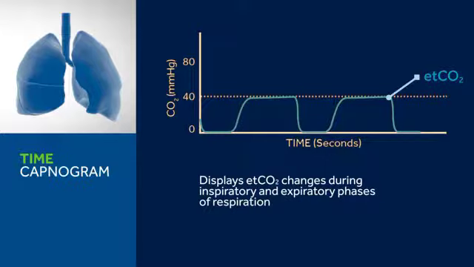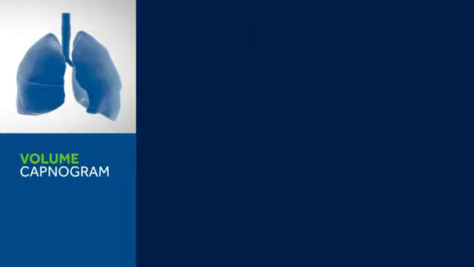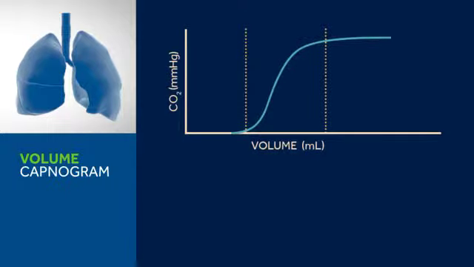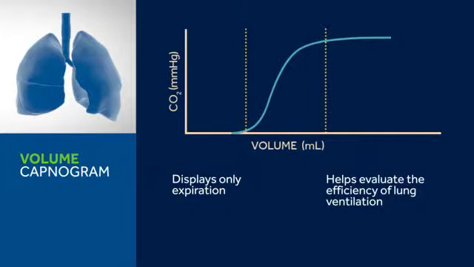An EtCO2 reading represents only one data point on the CO2 waveform, which is the peak CO2 at the end of expiration. Volume capnograms, like the one shown here, display only expiration. Volumetric capnography is used to evaluate the efficiency of lung ventilation by calculating dead space. This is typically used on patients receiving mechanical ventilation.